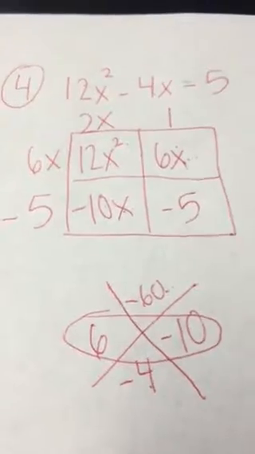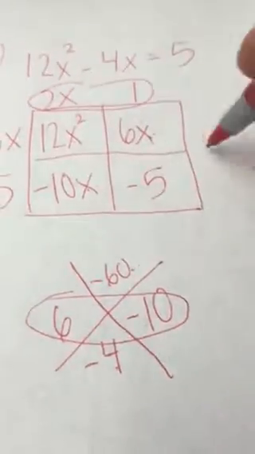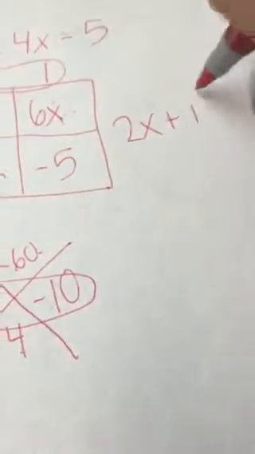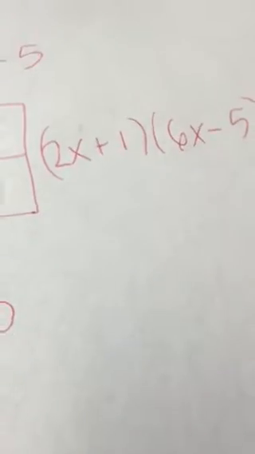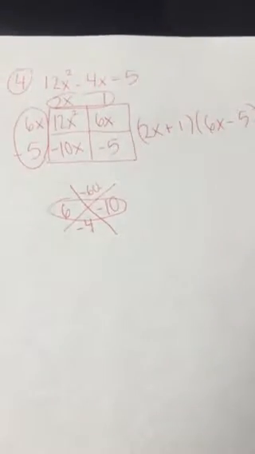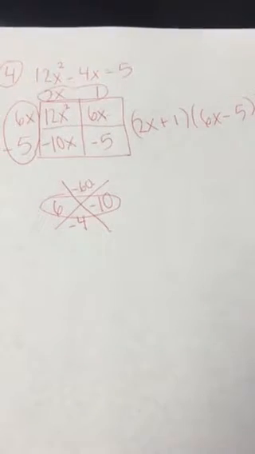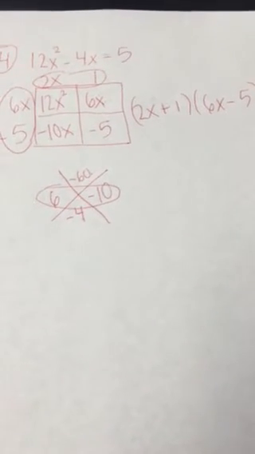And that tells us our answer is 2x plus 1 and 6x minus 5. So we'll give you a zoom out shot there. Looking good. 2x plus 1, 6x minus 5. There you have the box method.